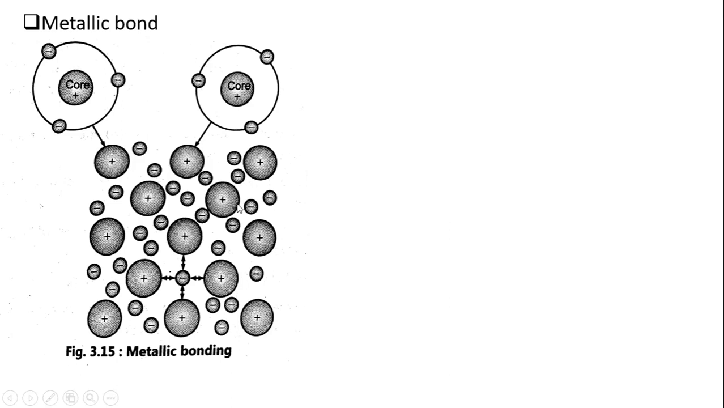The metallic bonding depends upon 3 types of forces. First is the force of attraction between positive ions and free electrons. Second is the force of mutual repulsion of positive ions. And third is the force of repulsion of free electrons.